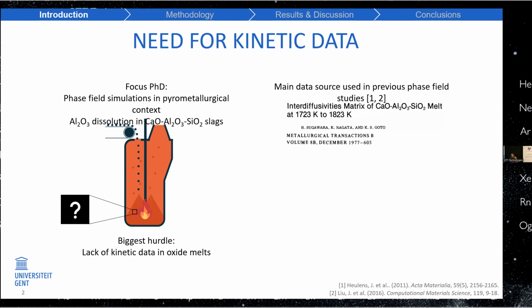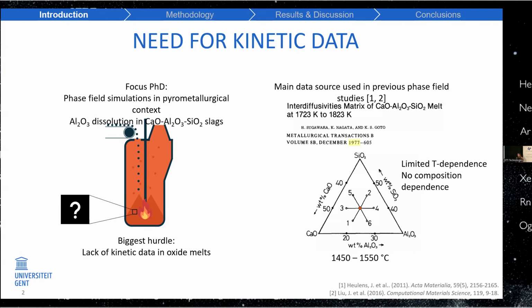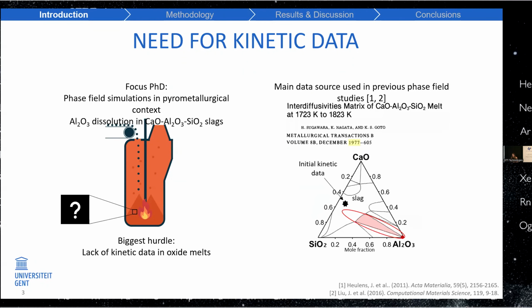So I looked at the work of my predecessors in our group, and the main data source used in previous phase field models actually all came back to this one study of 1977, where they did determine the interdiffusivity matrix of this ternary system, but for one specific composition over a pretty limited temperature range. So when I wanted to apply that input data to the slag compositions I was interested in, it was actually pretty far from the compositions I wanted to study.